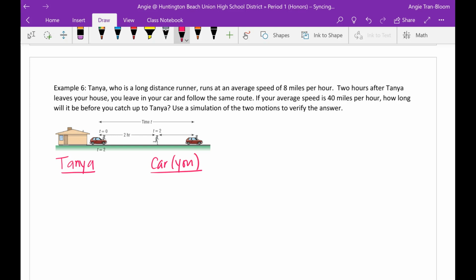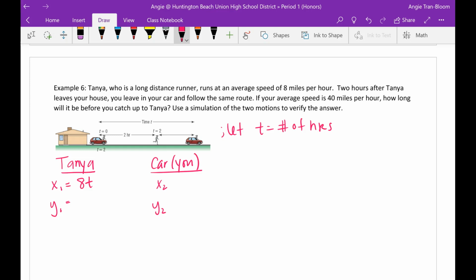We are going to talk about x and y, because with parametric you're going to have both x and y. Because you have Tanya and you, we are going to use subscripts. So x1, y1. Tanya runs at an average speed of 8 miles per hour. We're going to let t be the number of hours. So 1 hour, she's going to have 8 miles, 2 hours, she's going to have 16, so it's just going to be 8t.